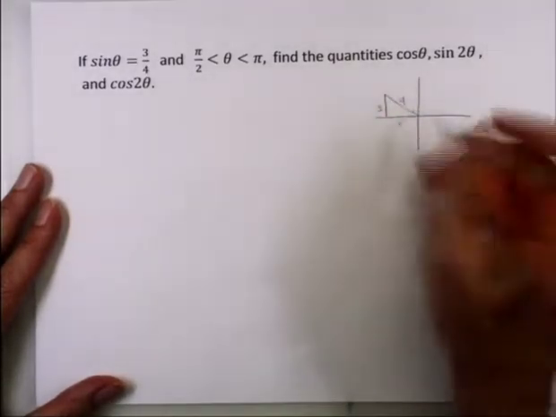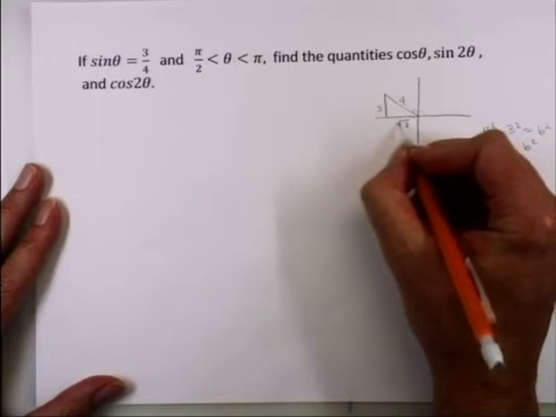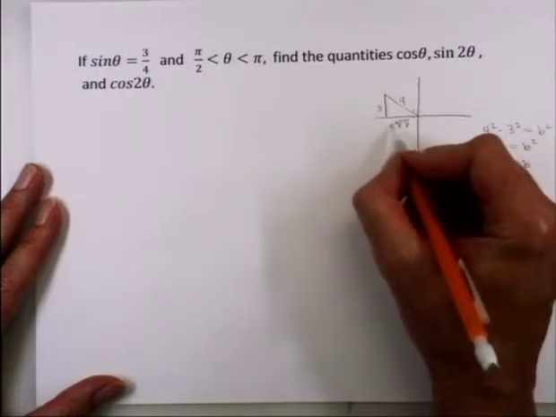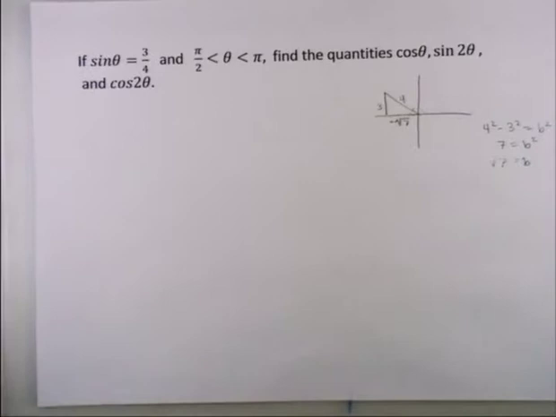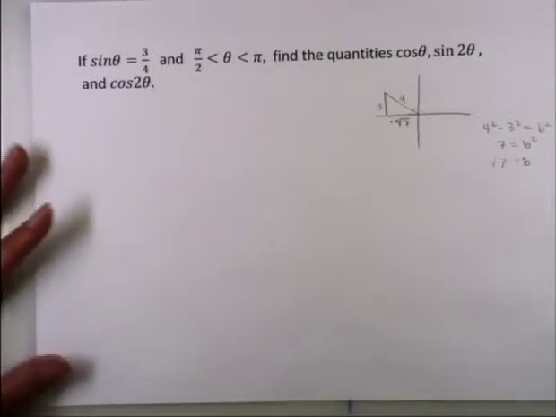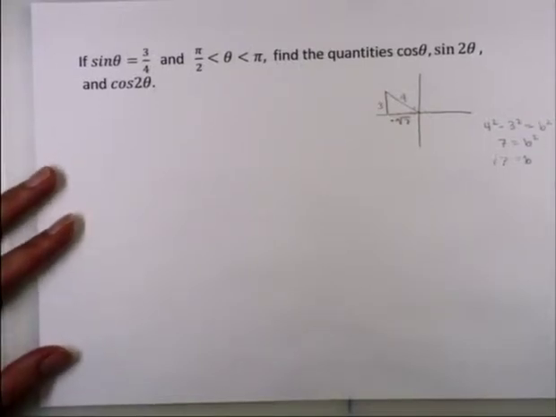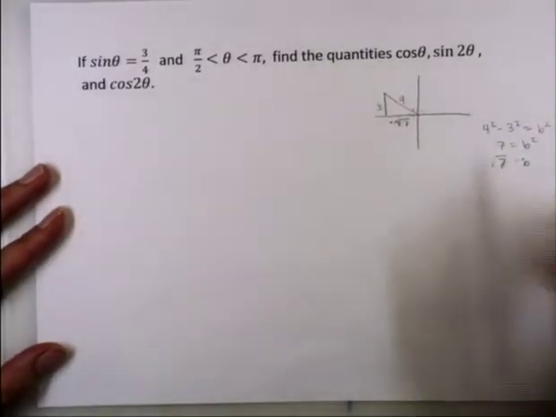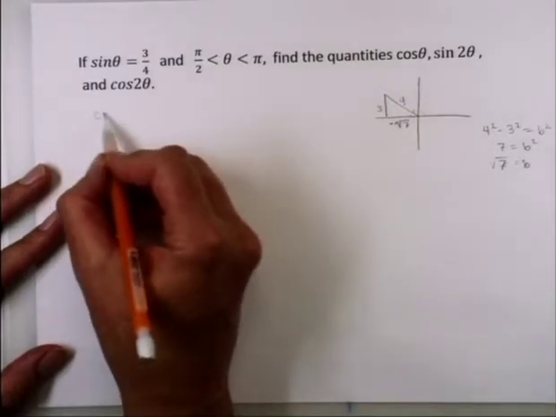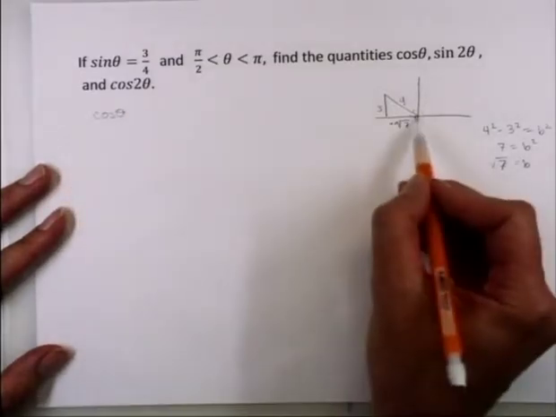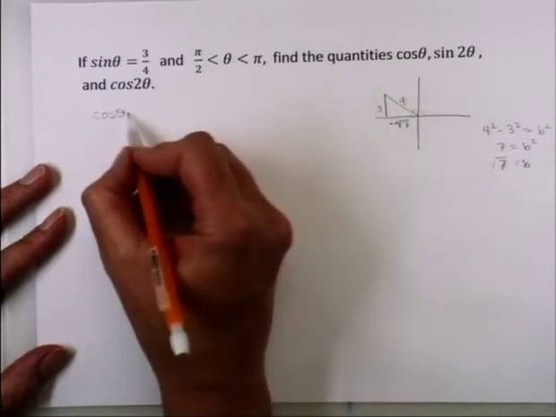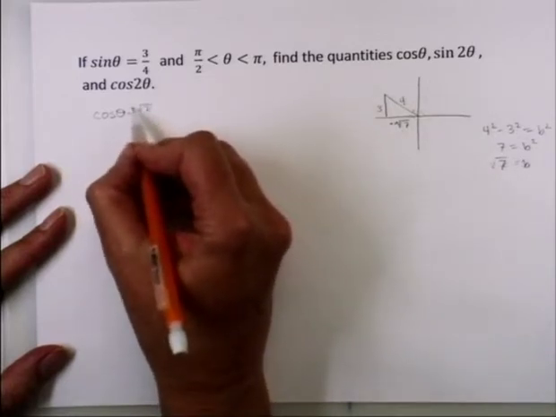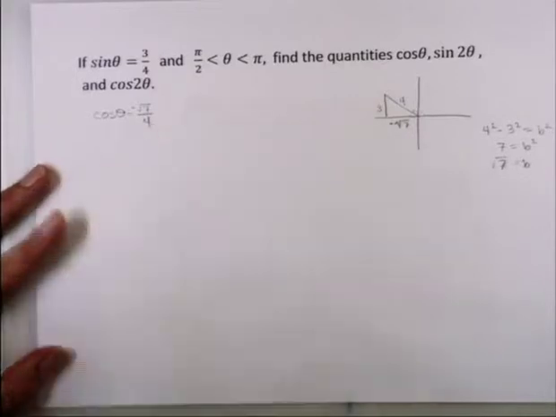So radical 7 there. Now, since this is on the negative x-axis, I'm going to go ahead and put my negative sign there. That way when I use cosine or tangent, that negative would be there and the sign of my problem would be correct. I should still always think about whether my sign should be positive or negative based on the quadrant I'm in. So I know that the cosine of theta is just going to be the adjacent, which is negative radical 7, over the hypotenuse, which is 4. So that one is done.